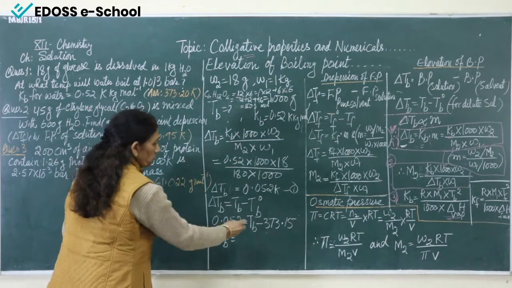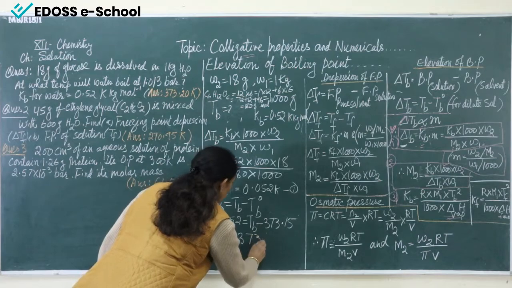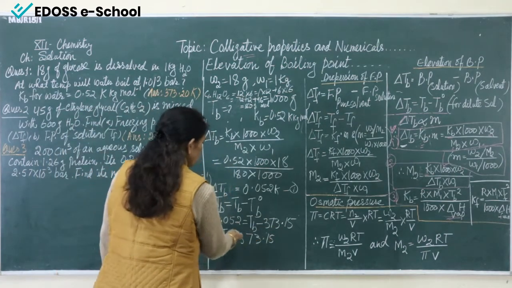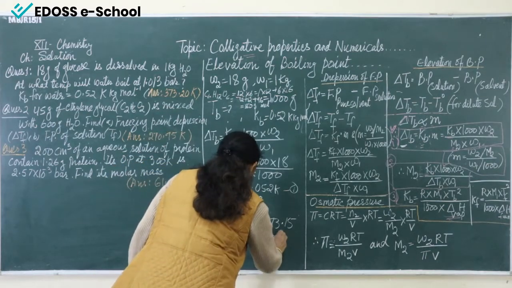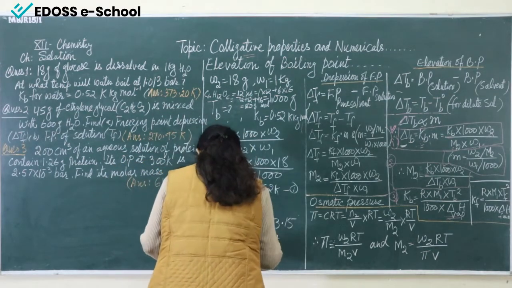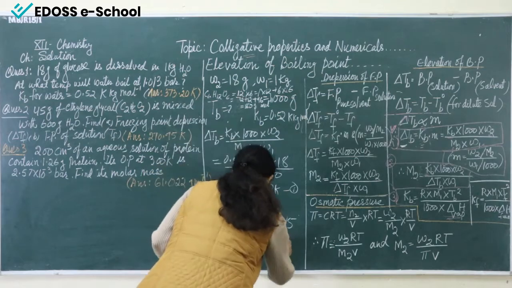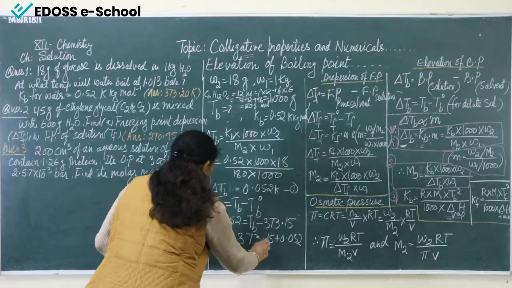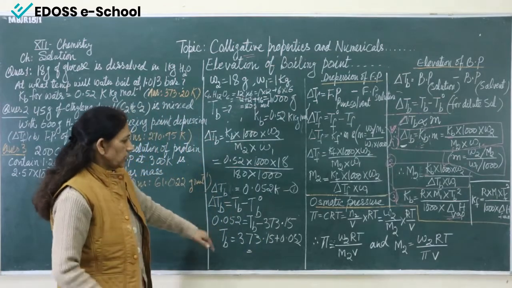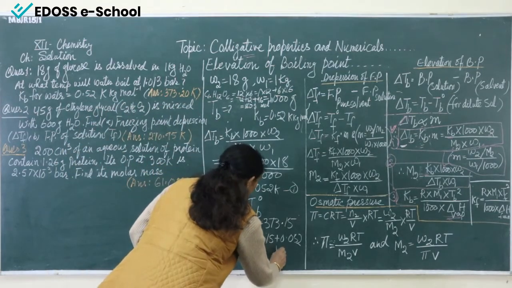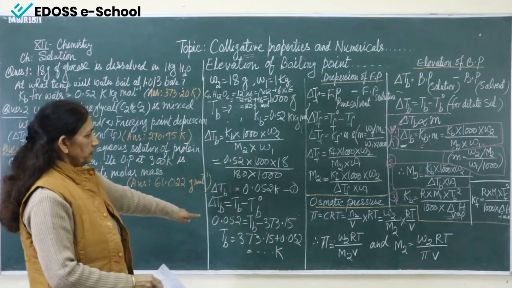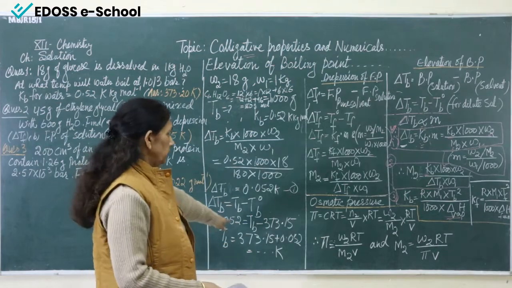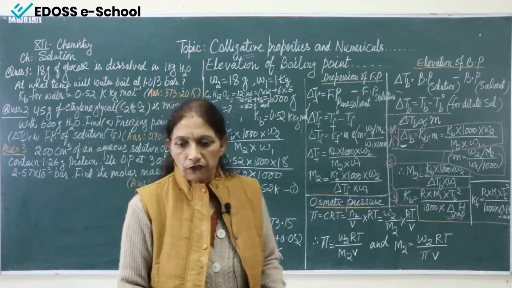So we can now find TB. TB will be equal to 373.15, and to this we have to add 0.052. So this is your answer. You will have to add this, and this is the answer. Don't think that your question has been completed before this. So this is the first type of numerical.